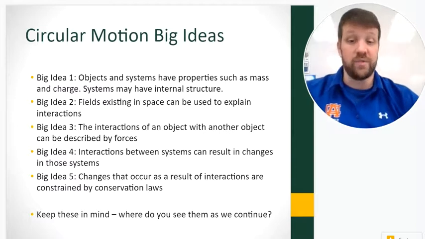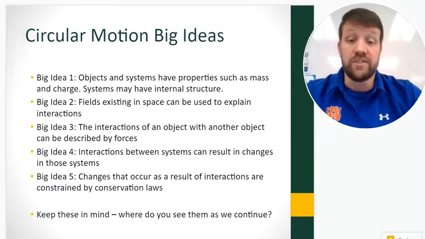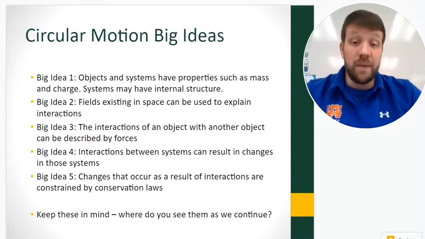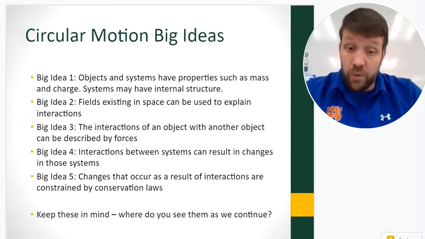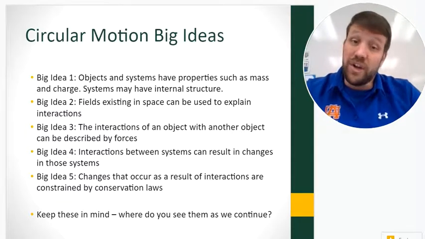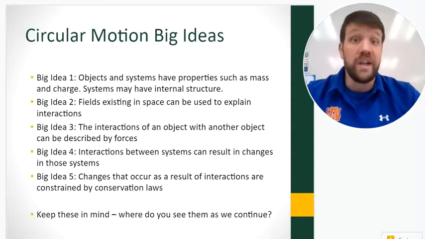First thing, our big ideas. We're covering all 5 of the big ideas that we've hit so far. We have objects and systems happening here with a mass. We have fields that are going to exist. Gravity is still going to be a part of this to some degree. Interactions of objects with other objects are going to be described by these forces. We're going to result in changes in systems here because of those forces acting on them. And interactions are going to be constrained by conservation laws. So we're hitting really all of it.